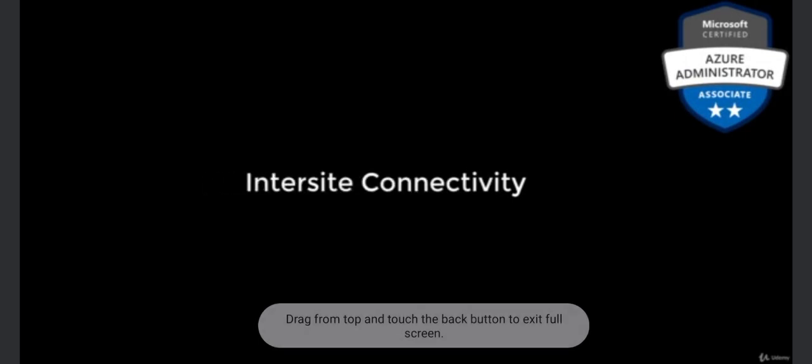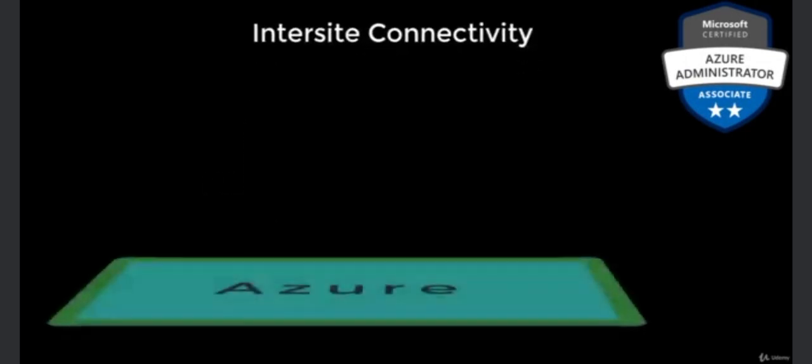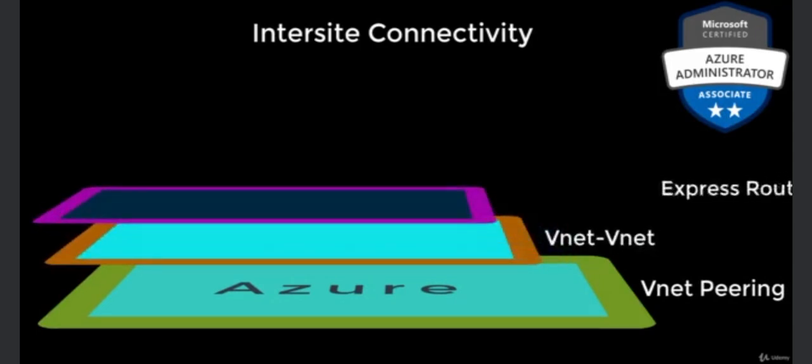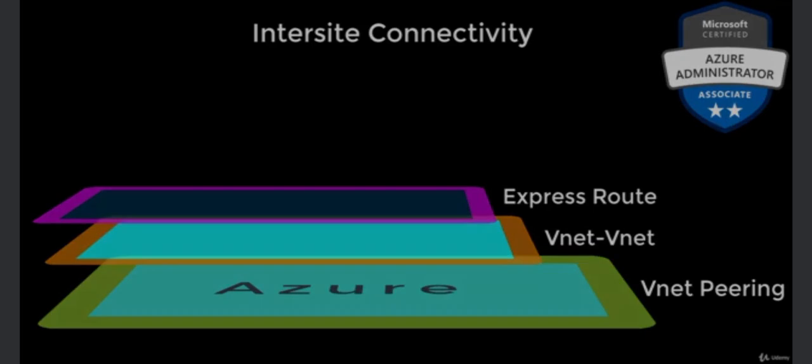Interconnectivity. In this module, we'll learn about VNet peering, VNet to VNet connections, and ExpressRoute connections. Along with the theoretical understanding, we'll also understand how you can practically implement the network connectivities. I suggest that you create your own Azure account and then do as many labs as possible. Let's get started.